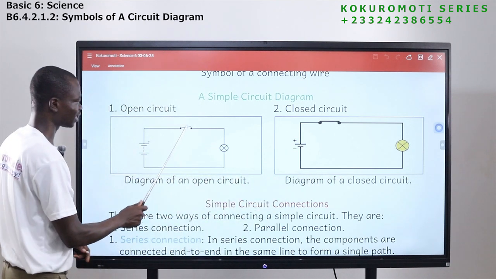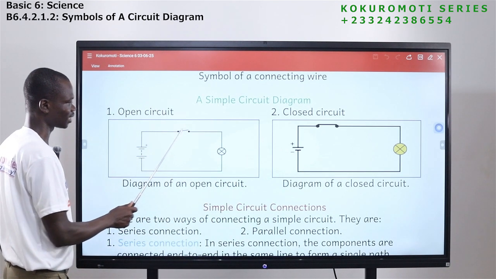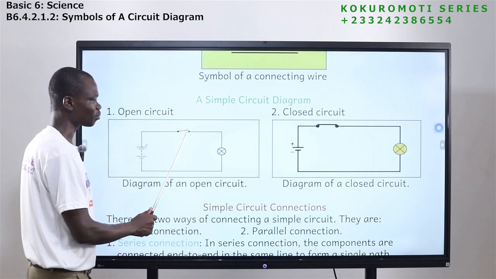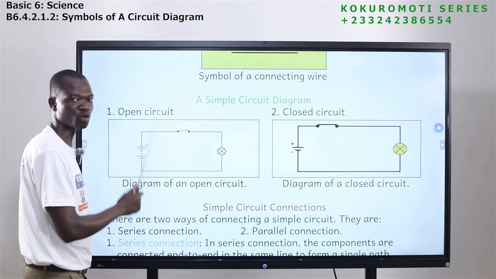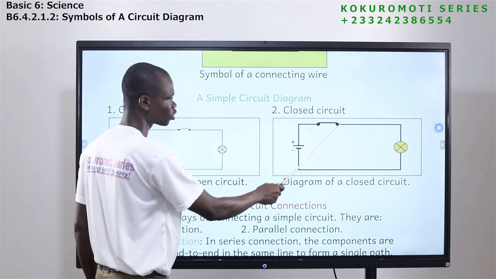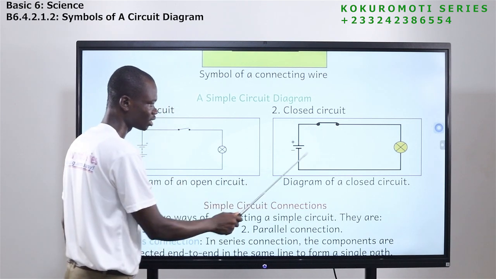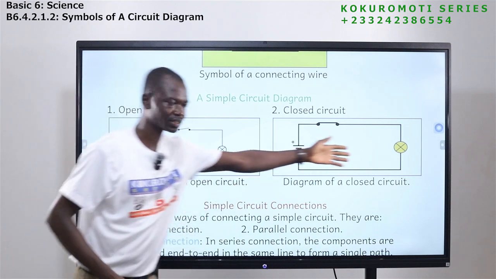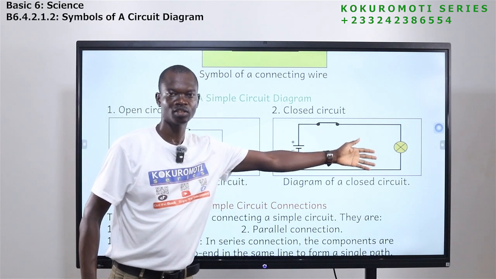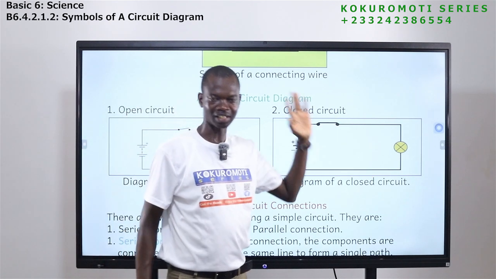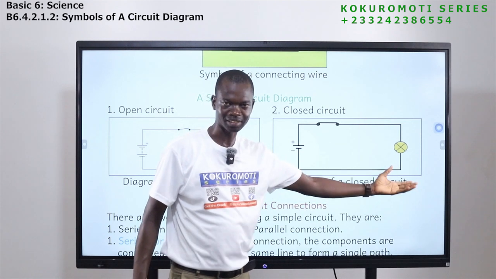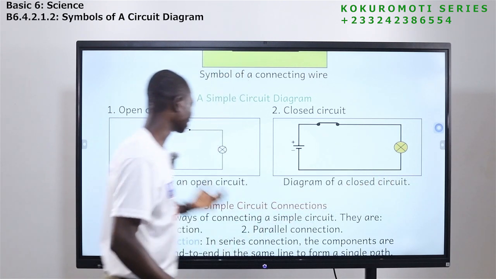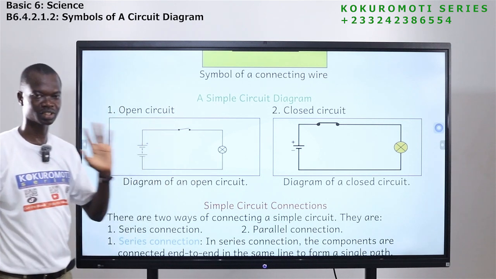What do you see here? Here there is a gap. There is a gap here, but here there is no gap. Because here there is a gap, this switch is open. But because here there is no gap, this switch is closed. And a closed switch produces what? A closed switch produces light. The bulb will produce light. Or the bulb will rather produce what? Light. But with an open switch, the bulb will not produce light.